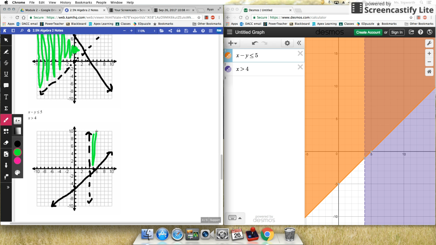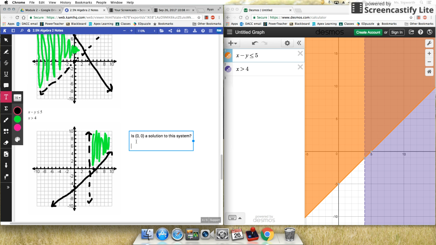So if I asked you a question based off this, is (0, 0) a solution to this system? You would tell me, based on this graph, (0, 0) is down here. It's not in the green shaded region, so no, it is not in the region of solutions.